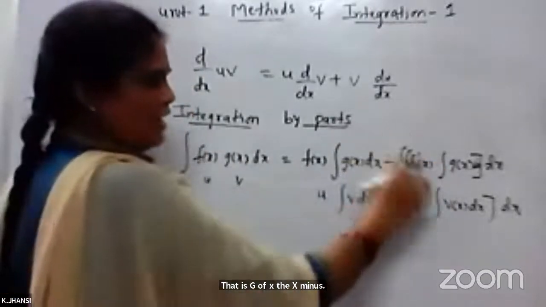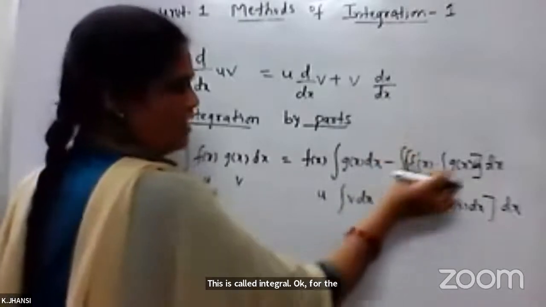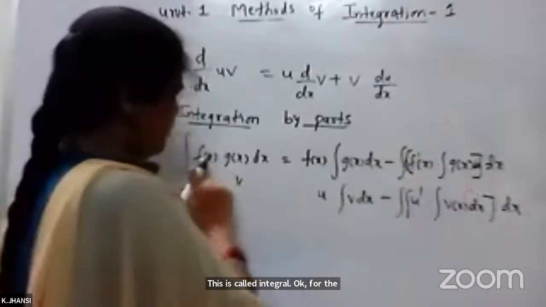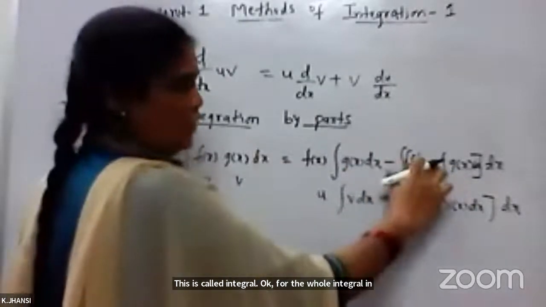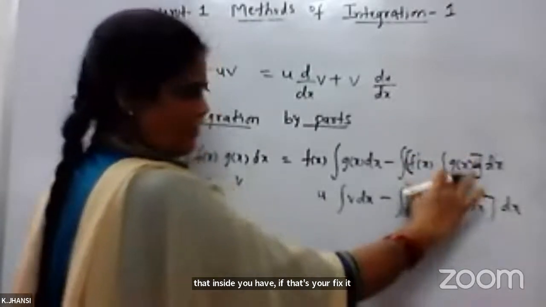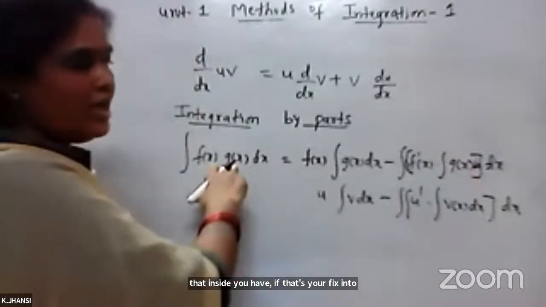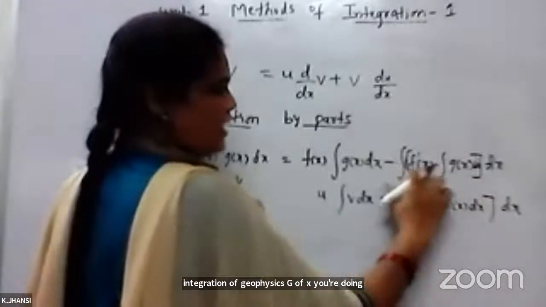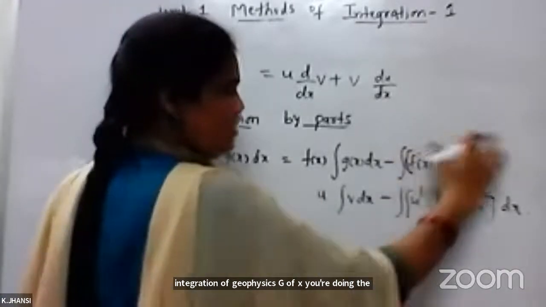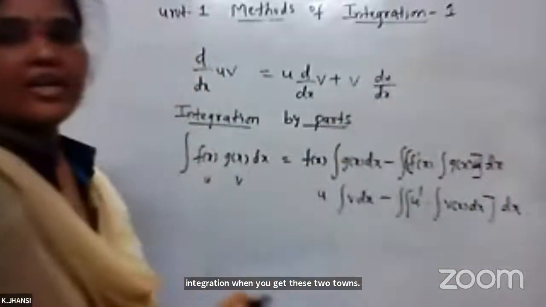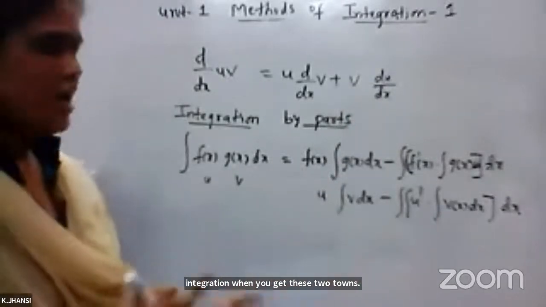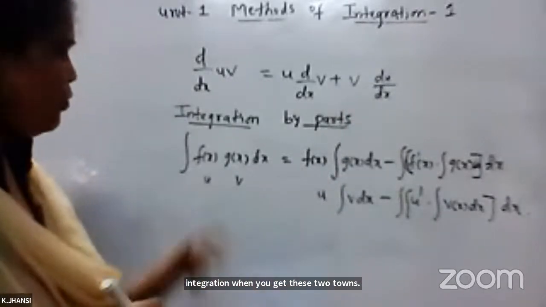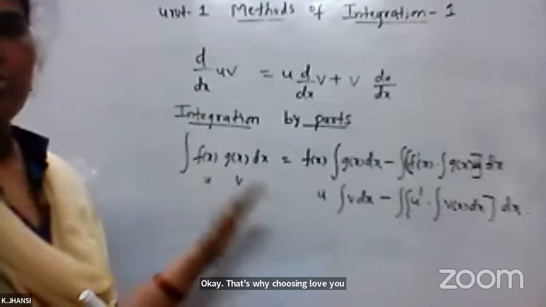This is whole integral. Okay, for the whole integral, inside you have f dash of x into integration of g of x. G of x you are doing the integration. When you get these 2 terms, again you have to do the integration of those two terms. Okay, that's why choosing u and v in the given problem is important.